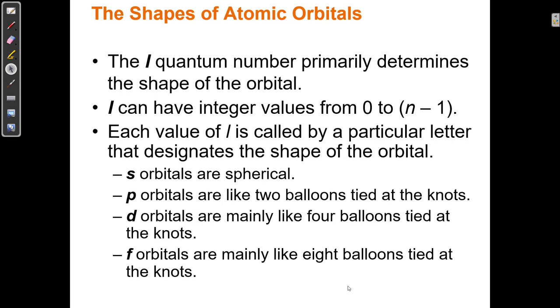L can have values from 0 to n minus 1. That's the rule for the quantum number L. So if n equals 2, then what are the values of L? Well, 0 to 2 minus 1. And 2 minus 1 is 1. So 0 to 1. So if n equals 2, then what are my values for L? 0 or 1?